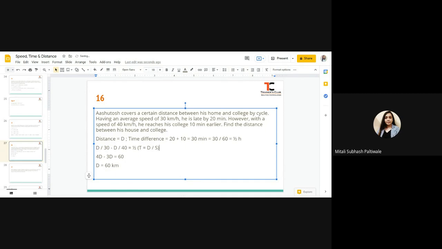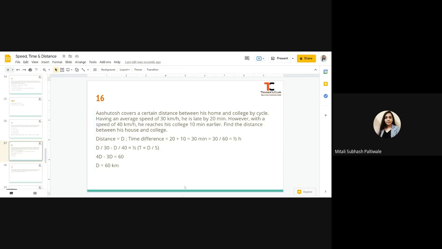Okay. So through this we have found that this is distance by speed 1 and distance by speed 2. Distance is constant in both the cases, because obviously distance will never change between home and college. Now let's move a little more ahead.